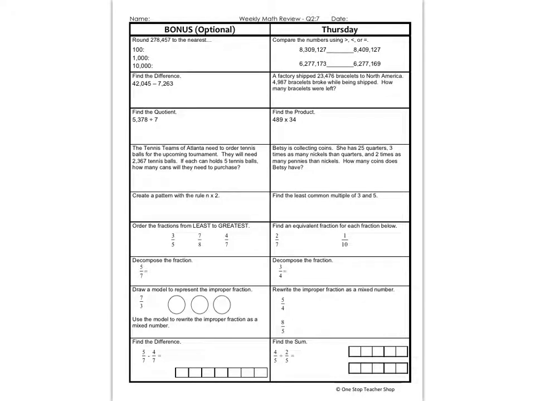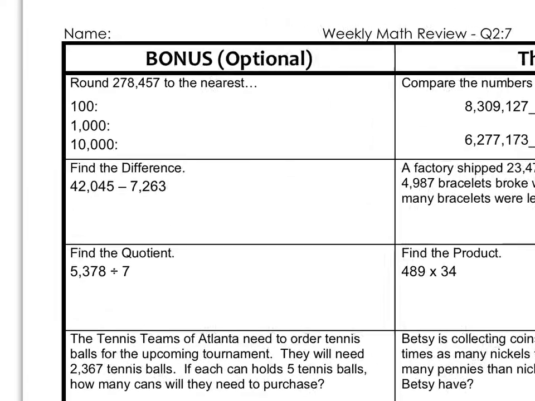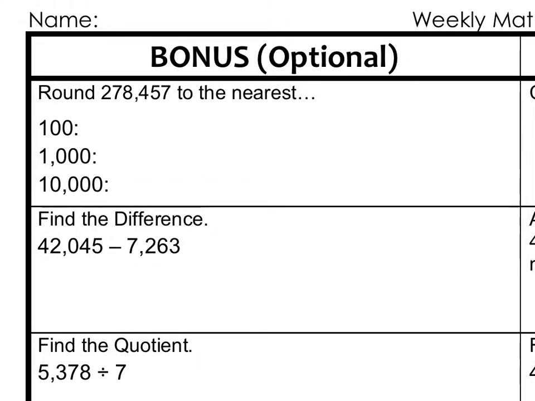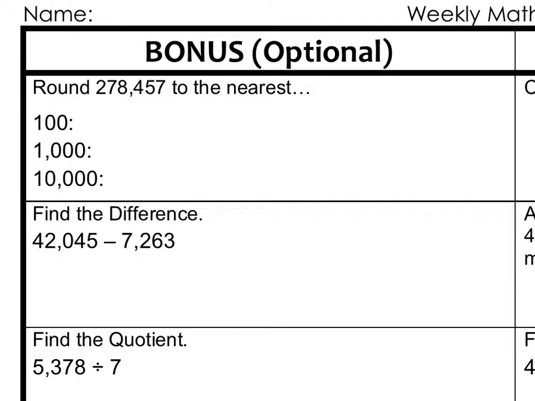Okay, this is the homework check for the 4th grade group that is working on the quarter 2 material. We'll start with our rounding. We're working with this number, 278,457. We're first going to start with the nearest 100.